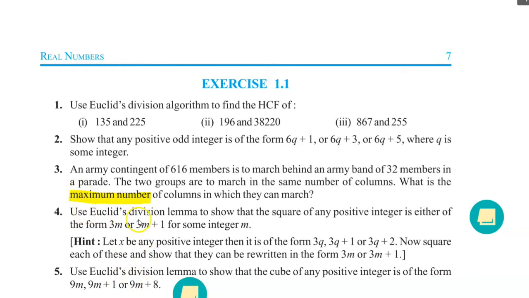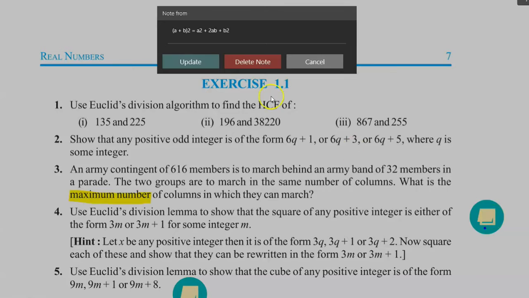Now let's solve the 4th and 5th sum, because the 4th and 5th sum are of the same type. Use Euclid's division lemma to show that the square of any positive integer is either of the form 3m or 3m plus 1. Whereas in the 5th sum, use Euclid's division lemma to show that the cube of any positive integer is of the form 9m, 9m plus 1 or 9m plus 8. So you know the formula for the square of any integer: a plus b whole square is a square plus 2ab plus b square.